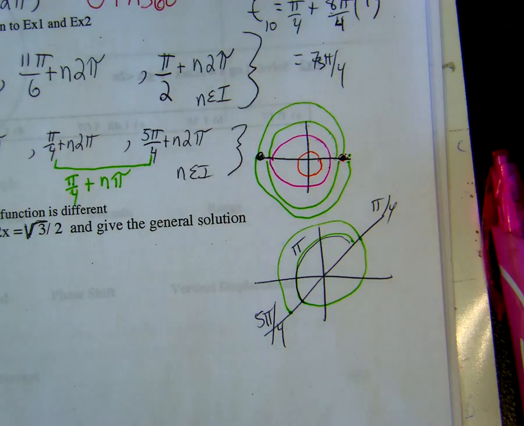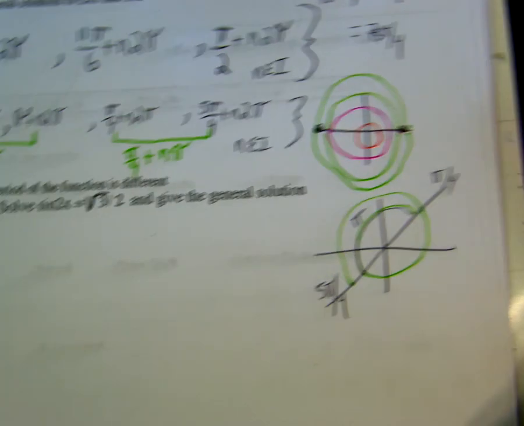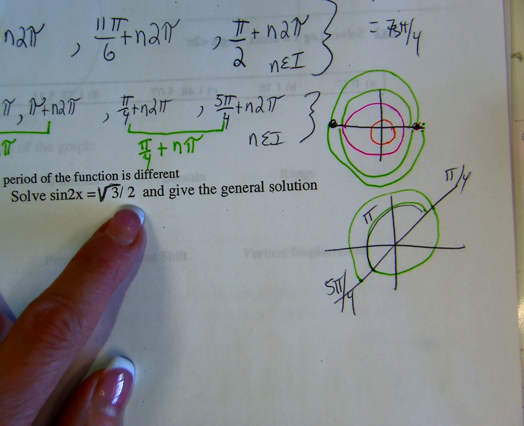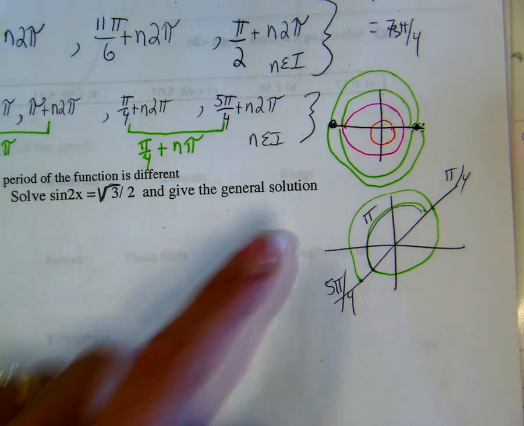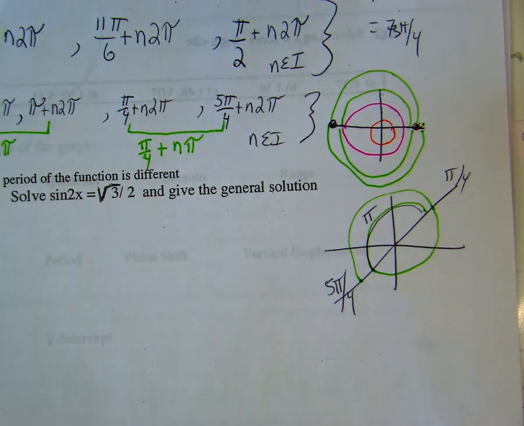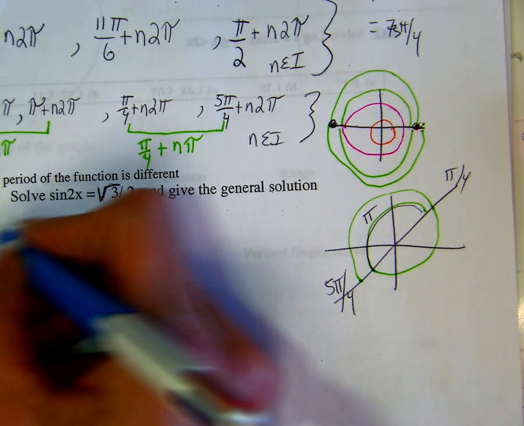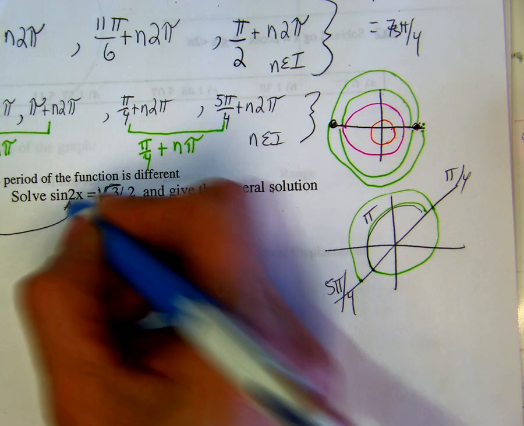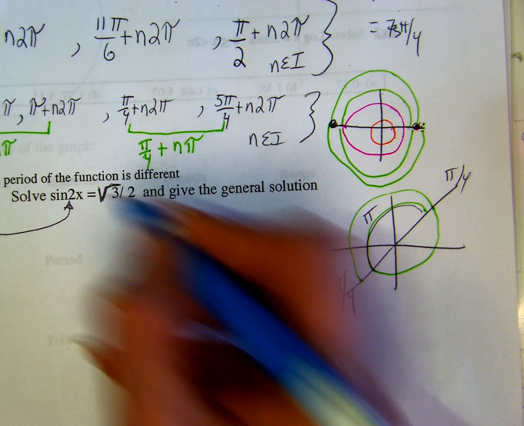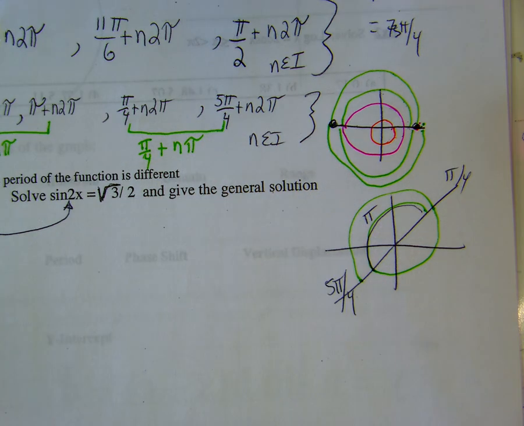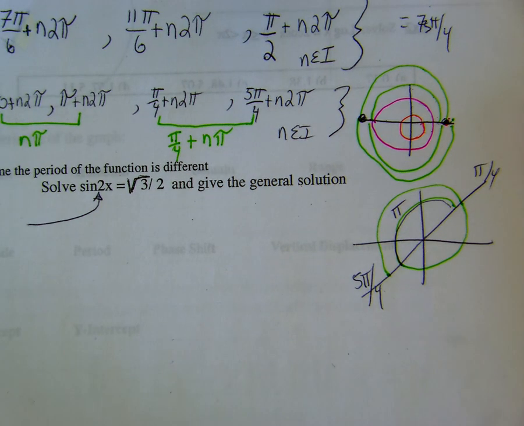So solve this. Sine 2x equals the square root of 3 over 2 and give the general solution. So if we look at this, 2x, we haven't seen something like that before. If you think of a sine function, what do you suppose the 2 does to the sine function?